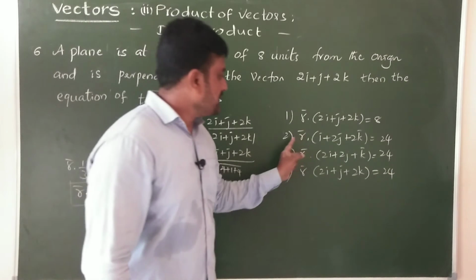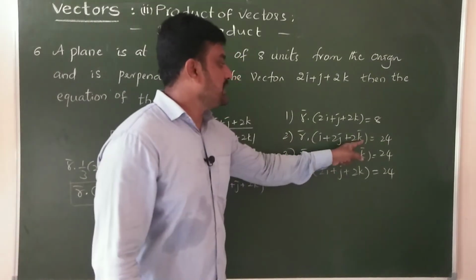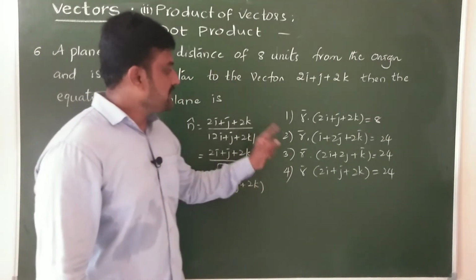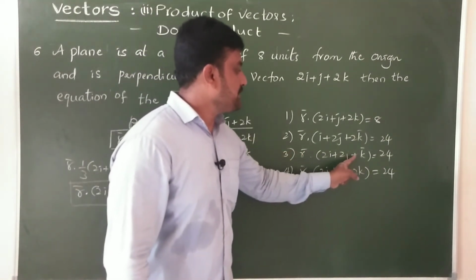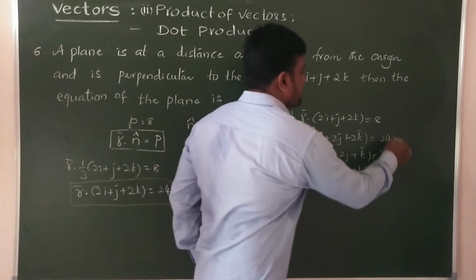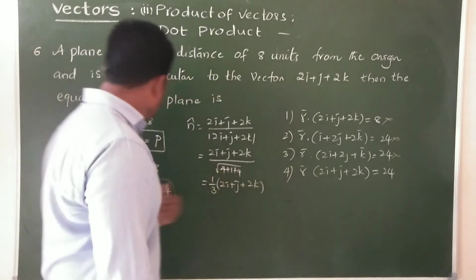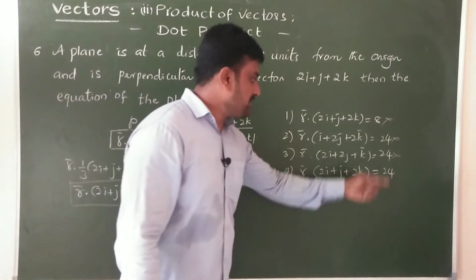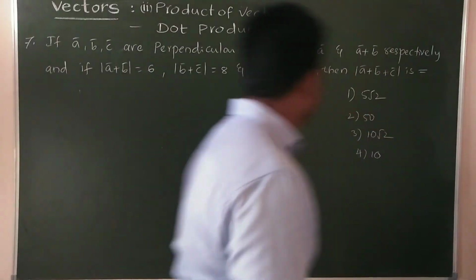Now, the second one, i plus 2j plus 2k, is not actually the given vector. The third one, 2i plus 2j plus, is also wrong. These are not the options. So the fourth one, r dot (2i plus j plus 2k) equals 24, is the right option.